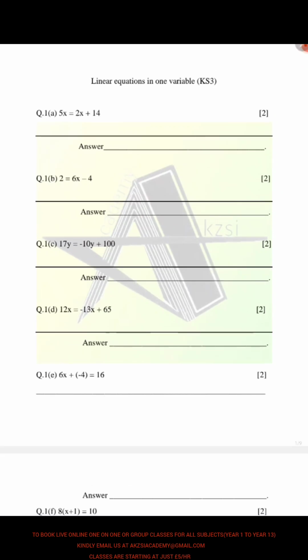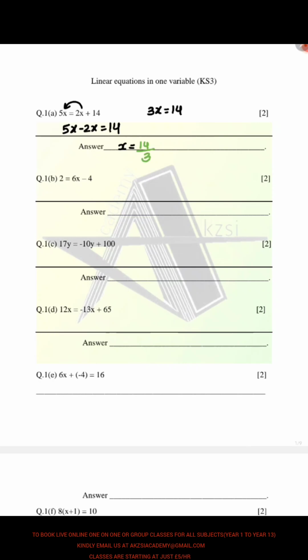It's 5x equals 2x plus 14. And as I told you, either you can subtract 2x from both sides and find the answer, or I stick to transposing. So I am transposing here, and it will become 5x minus 2x equals 14, so my next step would be 3x equals 14. Dividing both sides by 3, I'll get finally x equals 14 over 3. That's my final answer.